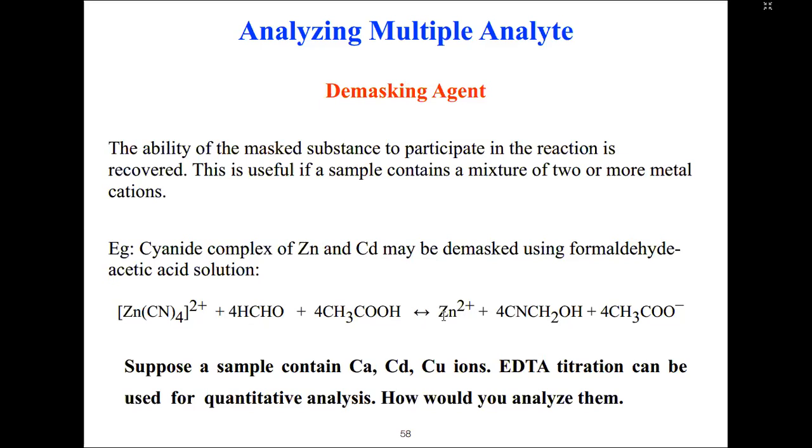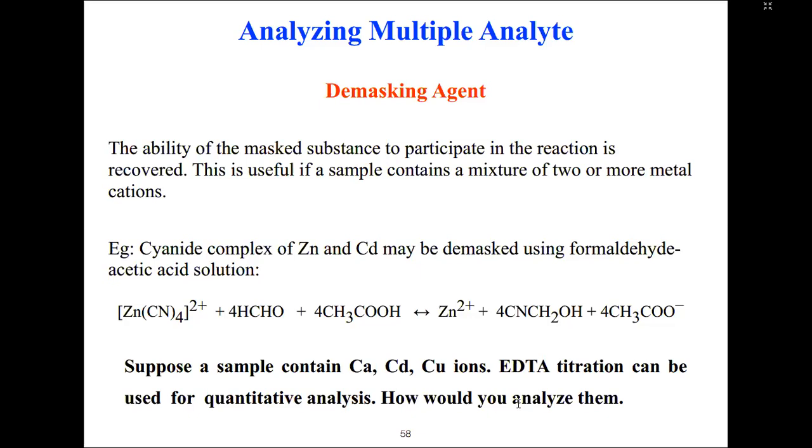Okay, so here is an example. Suppose a sample contains calcium, cadmium, and copper ions. So in one sample, you have three of these ions present. And EDTA titration can be used for quantitative analysis. Now you are using EDTA as a complexing agent for the quantitative analysis of these three ions. How would you analyze them? The question is, how would you determine the concentration of calcium ion in the solution? How would you determine the concentration of cadmium ion in the solution? And how would you determine the concentration of copper ion in the solution separately, okay? Not the total, but you have to find the three values X, Y, Z.